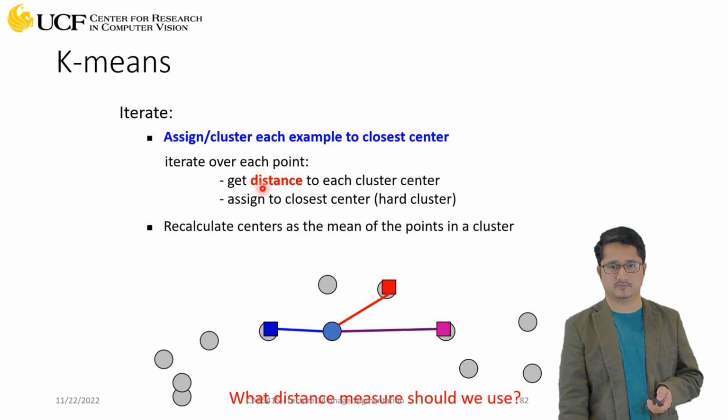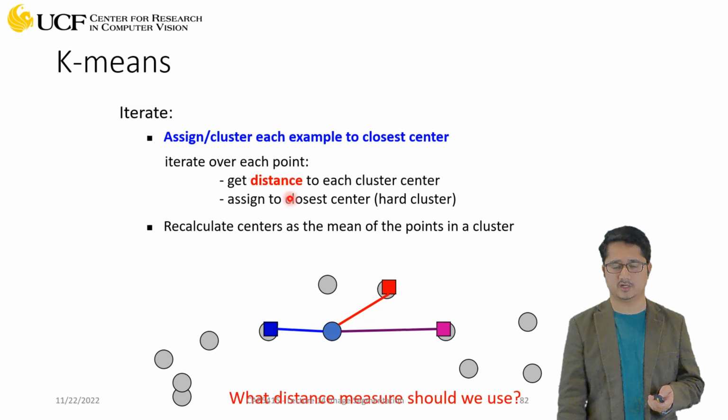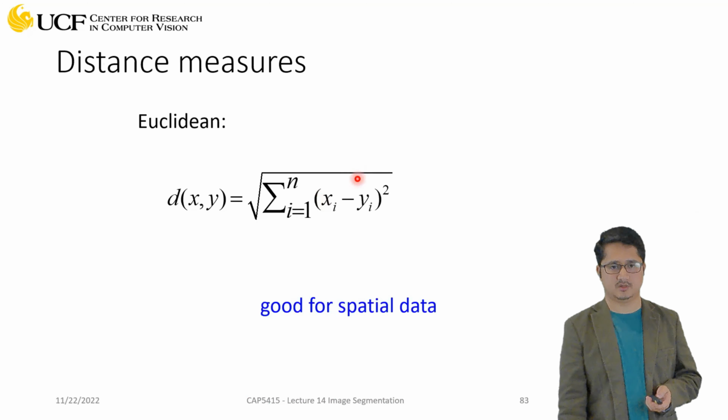Okay, so the first question is what distance measure. Most of the times you will use Euclidean distance because you are working in terms of features. So for spatial data, that works pretty well.